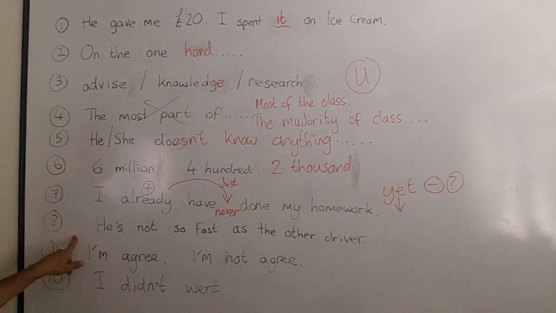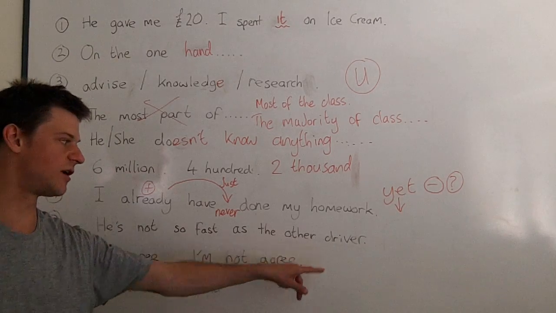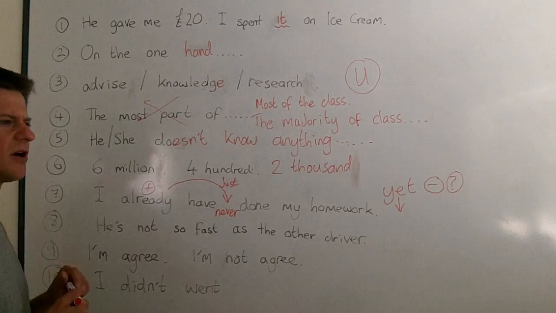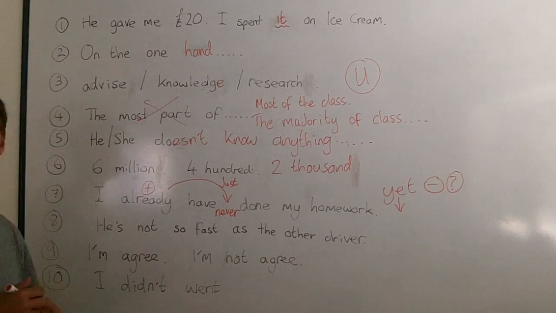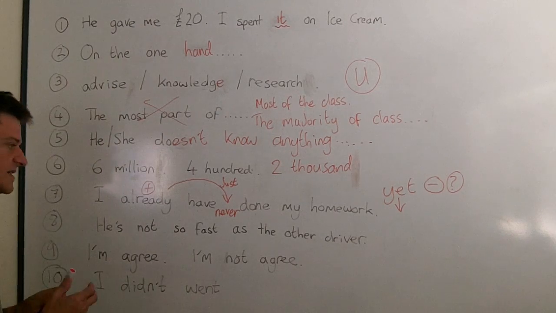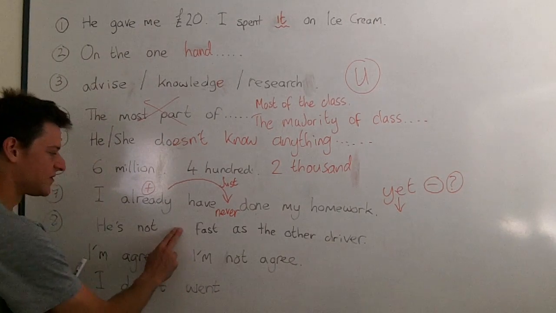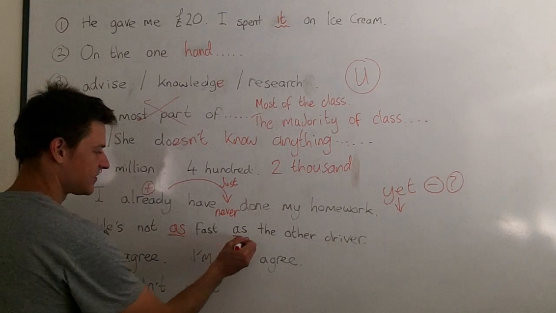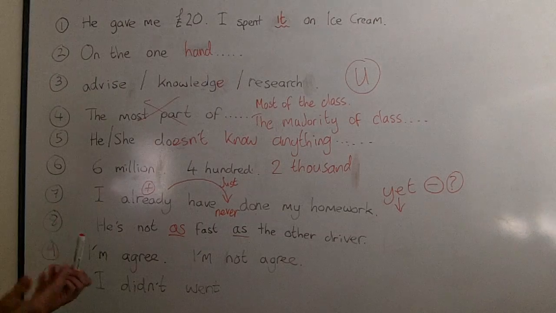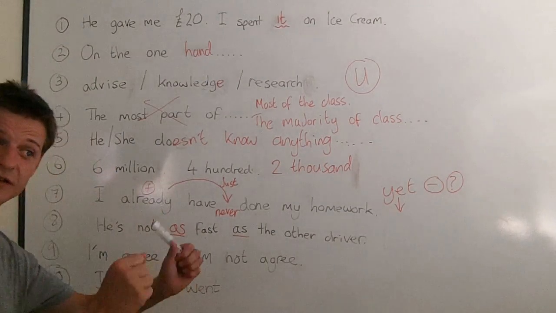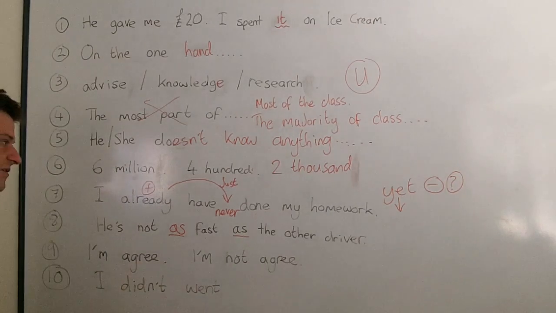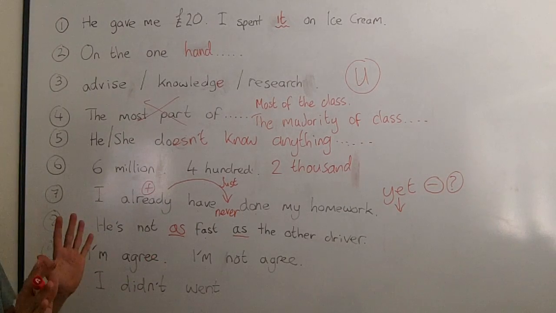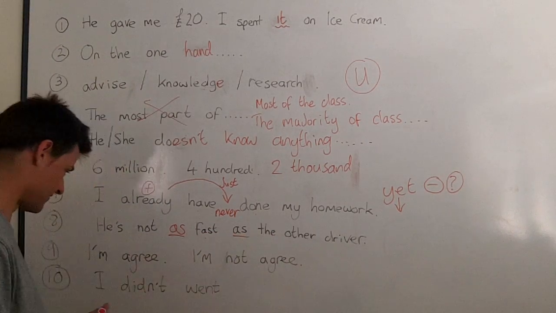Okay? Number 8, he's not so fast as the other driver. This almost sounds correct, and I believe that in one book I read that it was correct, but I don't believe the book. I disagree. He's not as fast as the other driver. As plus adjective plus as. Okay? He is as fast as the other driver. If you want to say they drive at the same speed, he is as fast as. Not so fast as. You can say he's not so fast, full stop, that's good. But he's not as fast as the other driver.